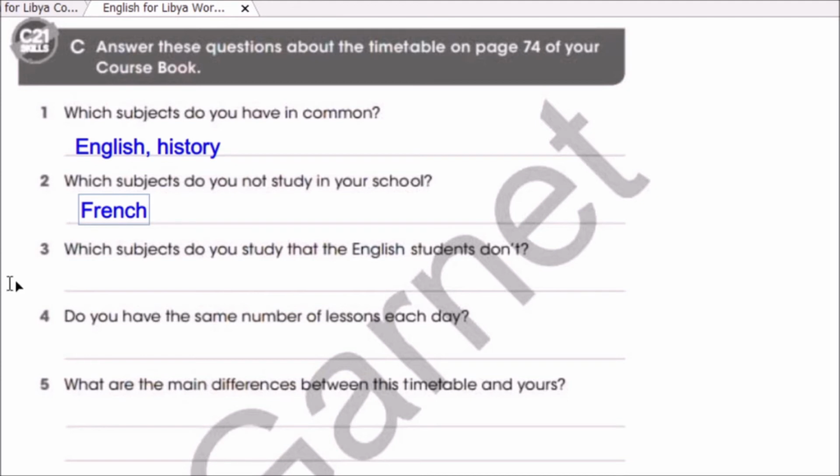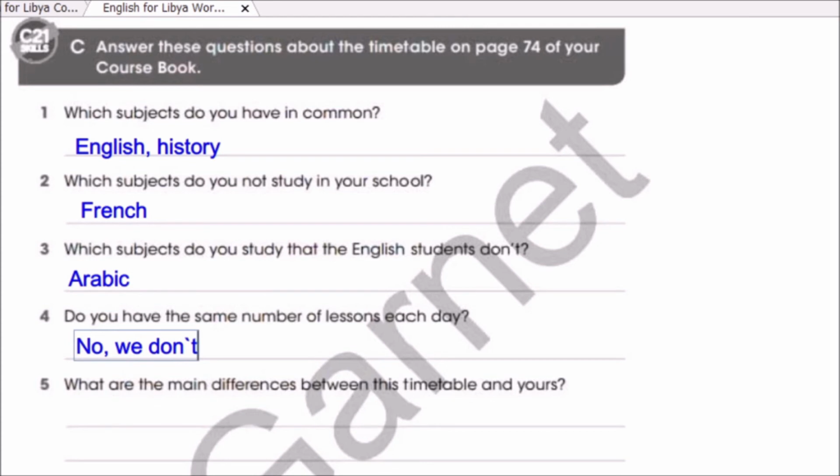And the opposite way for question 3, which subjects do you study that the English students don't? Basically, they don't study Arabic and Libyan history or literature. So we will go with Arabic as an answer, okay? And number 4, do you have the same number of lessons each day? Some of you will say yes, some of you will say no, depending on the school. But most schools don't have 6 lessons a day. I'm sorry, 7 lessons a day. Most of them have 6, 5. So no, we don't. Okay.